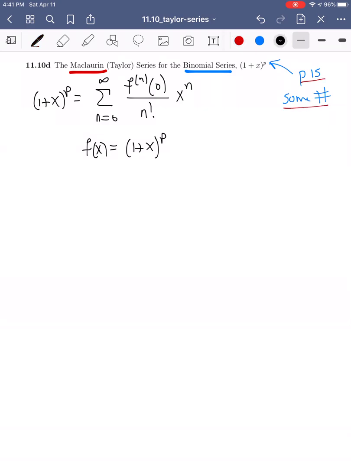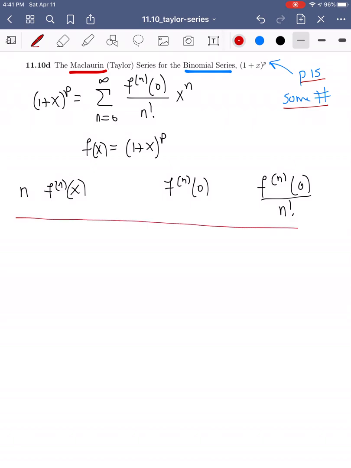And we're going to use the same exact table method. Let's compute the first maybe 3 or 4 terms and see if we can pick up on a pattern for what this series looks like. So let's start with n, say the nth derivative of x. Then the next term would be the nth derivative of x evaluated at 0. And then finally, that nth derivative evaluated at 0 all over n factorial. So let's go ahead and start computing terms.